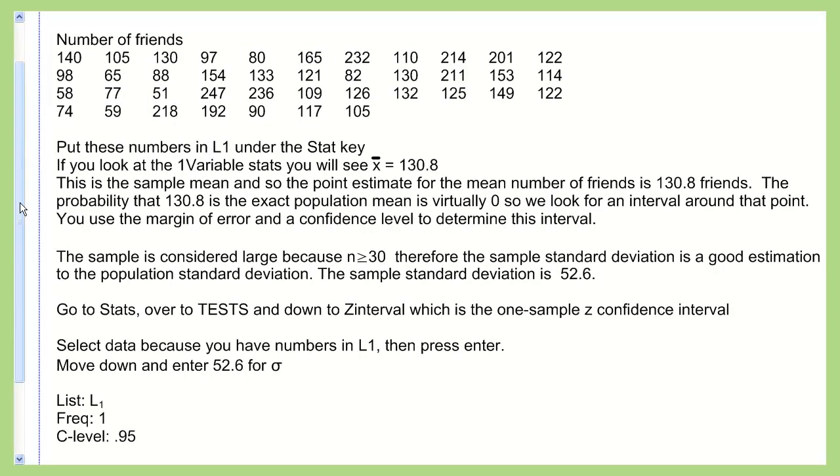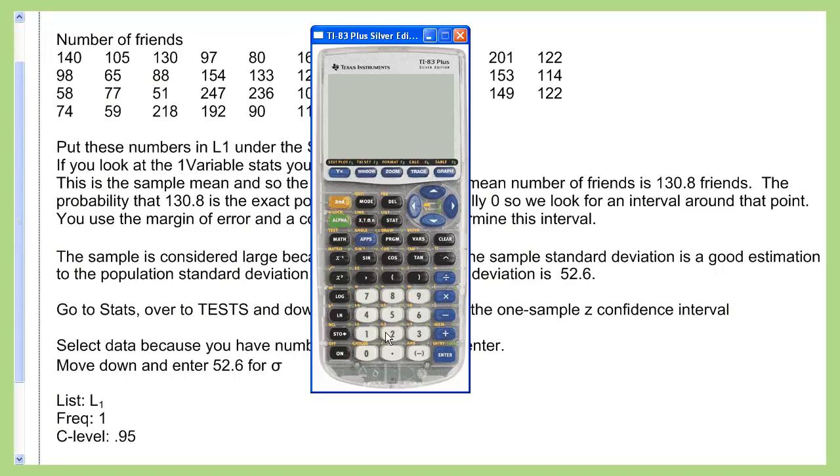I'm going to go to stat, over to test, and down to Z interval, because what I'm doing here is the one sample Z confidence interval. That's what it's called, and that's what I'm finding. I'll select data because I'm going to have this data in L1, and I'll press enter. Then I'm going to move down and enter all of these numbers. I'm at the 95% confidence level. That's what was given to me.